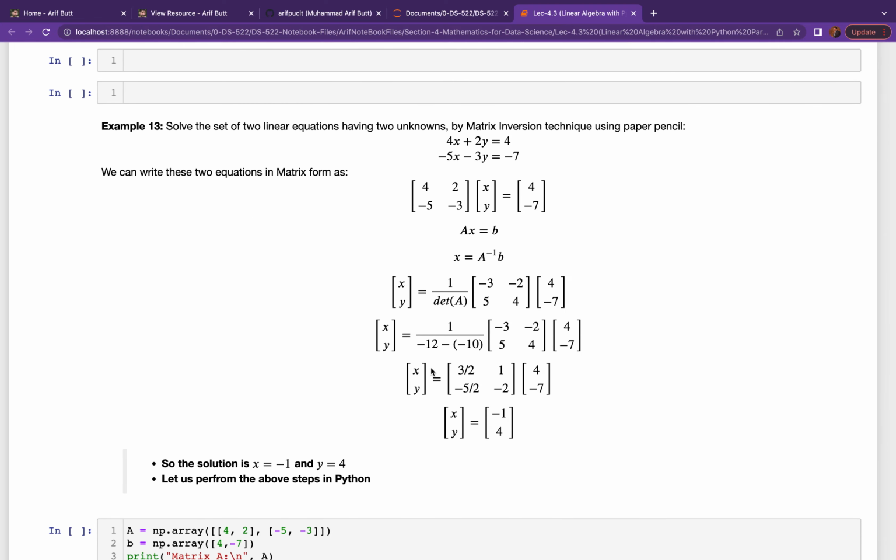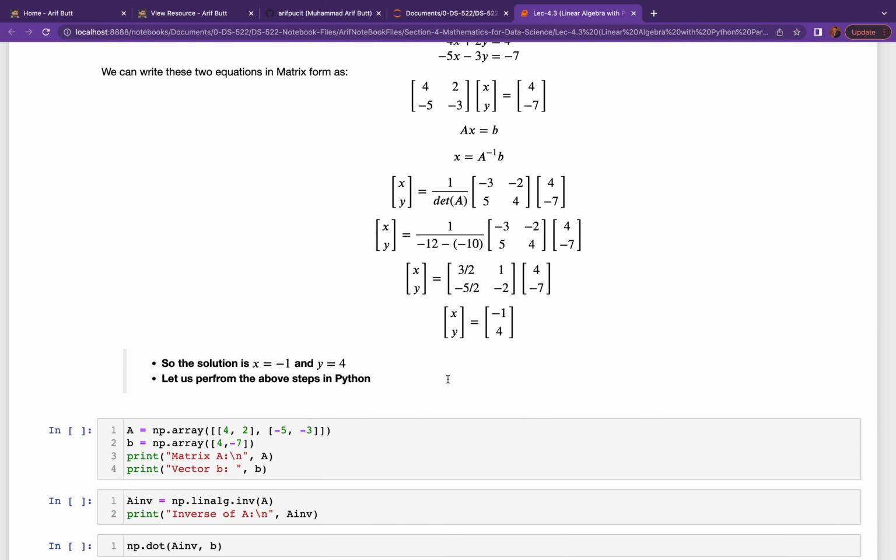And this is the practical example of this. A system of linear equations having two linear equations and two unknowns. So this is the matrix shape. So we need to compute the A inverse. You can easily convert this matrix to this shape. -3 and 4 are swapped, and this -5 and this +2, their signs are changed. You compute the determinant, and finally you get x and y as -1 and 4.